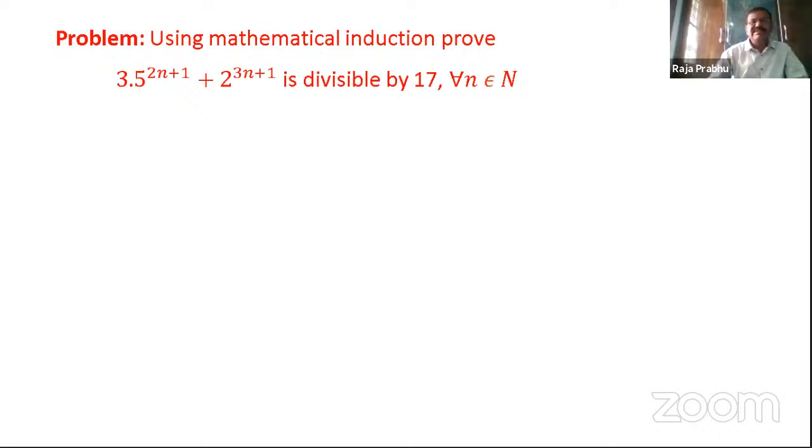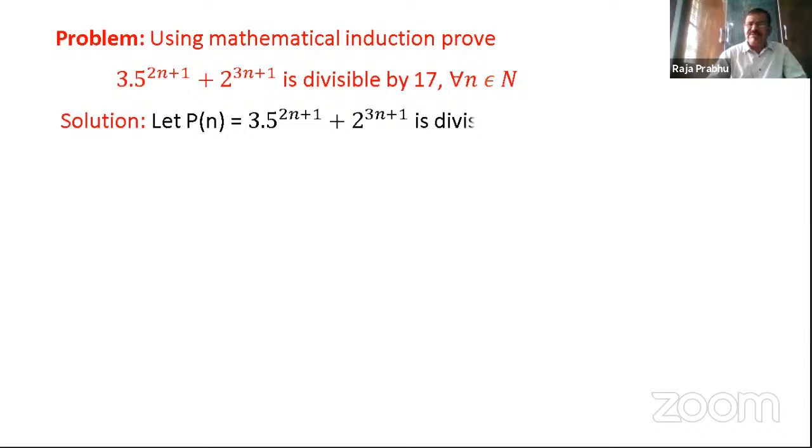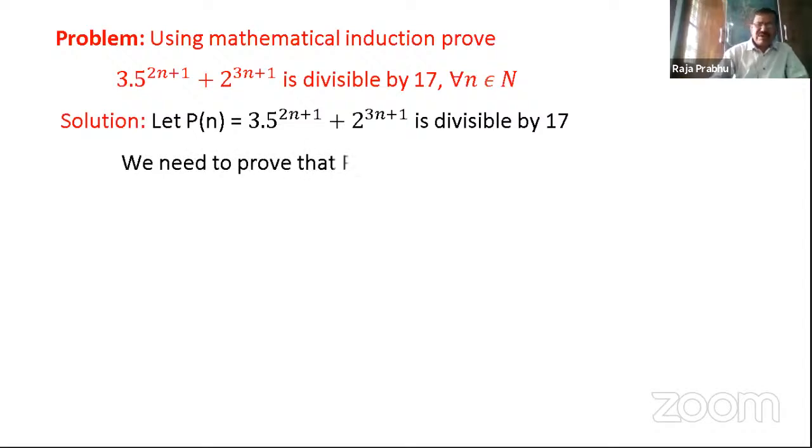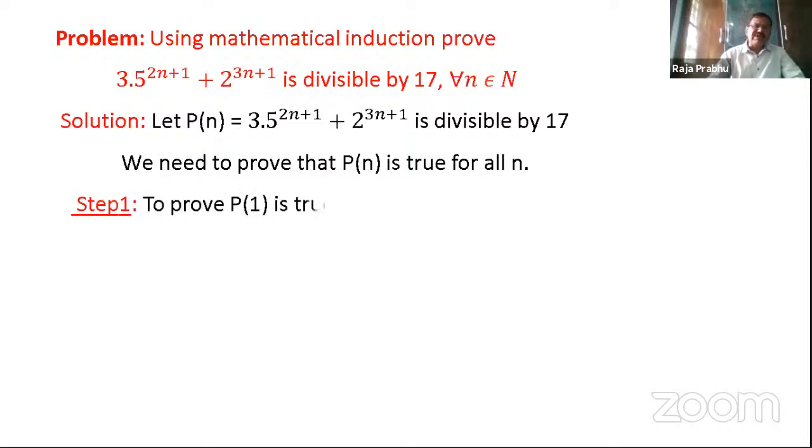The first one is, okay, as usual, for our convenience, let us consider P of n is equal to the given statement as it is, that is 3 into 5 to the power 2n plus 1 plus 2 to the power 3n plus 1 is divisible by 17. Consider that as P of n. It is only for our convenience. And we have to prove that P of n is true for all the natural numbers. Okay, coming to step 1. What is step 1? We have to prove P of 1 is true. That is by substituting n is equal to 1.